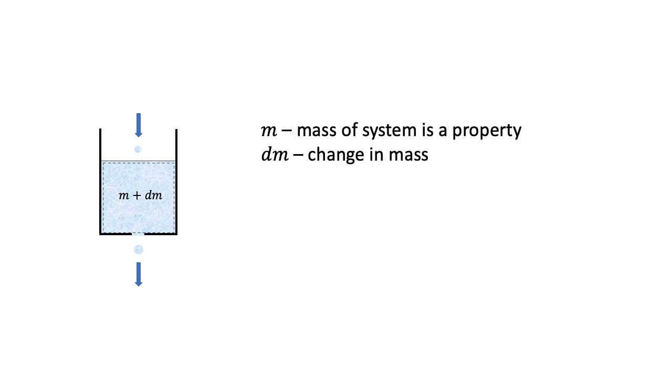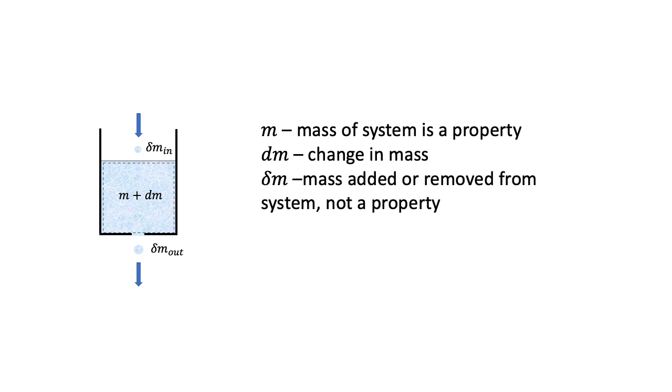If we wanted to analyze this system and do a mass balance, we have to remember that m, the mass of the system, is a property. We can always measure the mass of the system. Therefore, the change in mass will be denoted by dm. But if we are talking about the mass being transferred to or from the system, that is not a property of the system. So we will denote that by delta m.